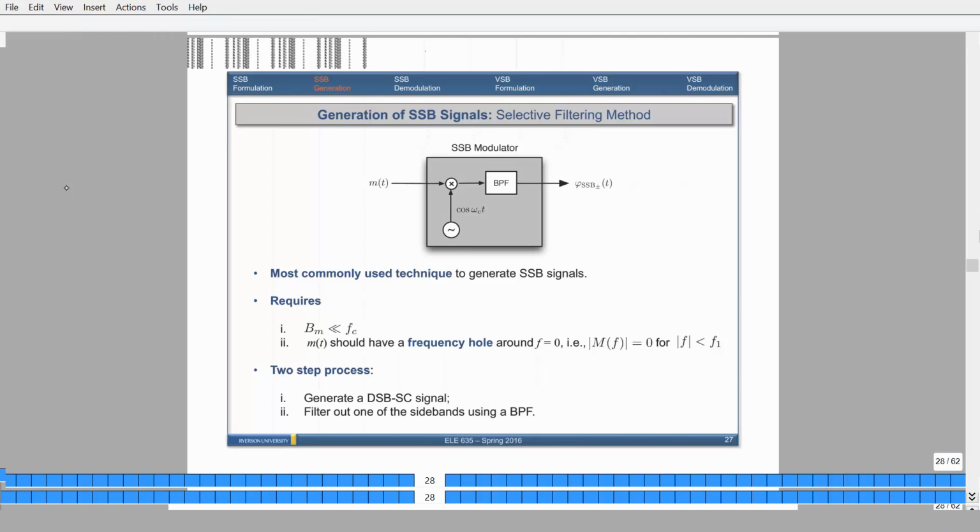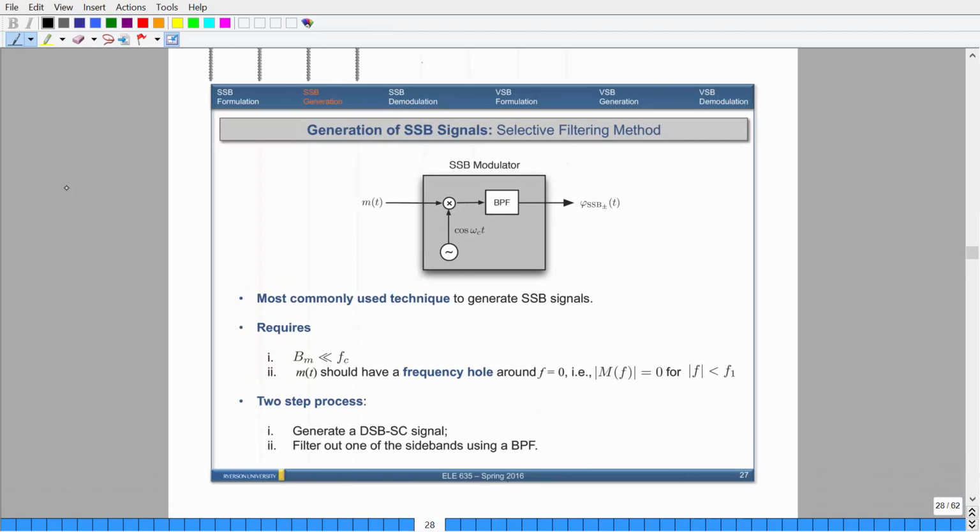Okay? So that's what the selective filtering method is called, and this is actually the most commonly used technique to generate single sideband signals, because unfortunately a Hilbert transformer is a non-ideal device, so it's quite difficult, if not impossible, to create an actual generator that will phase shift every single frequency component by pi over 2. So what people do instead is the selective filtering method, where you just have a bandpass filter centered at whichever sideband you want to get out, and that's what you choose. Okay?